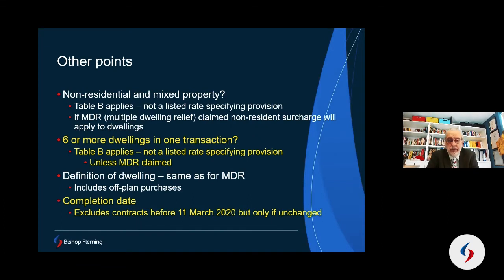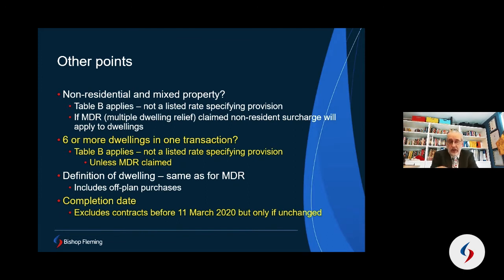Other points, non-residential property or mixed property. Well, those are taxed under Table B. Table B is not a listed rate specifying provision. They are not enlisted on those six rates mentioned back in section 75 ZA at the start of the session. They're not there. So a non-residential property or a mixed property purchase will not be caught by this additional 2% surcharge.